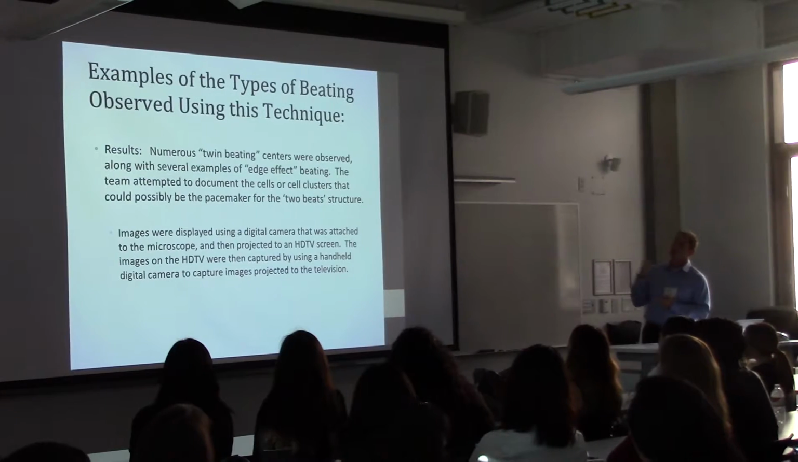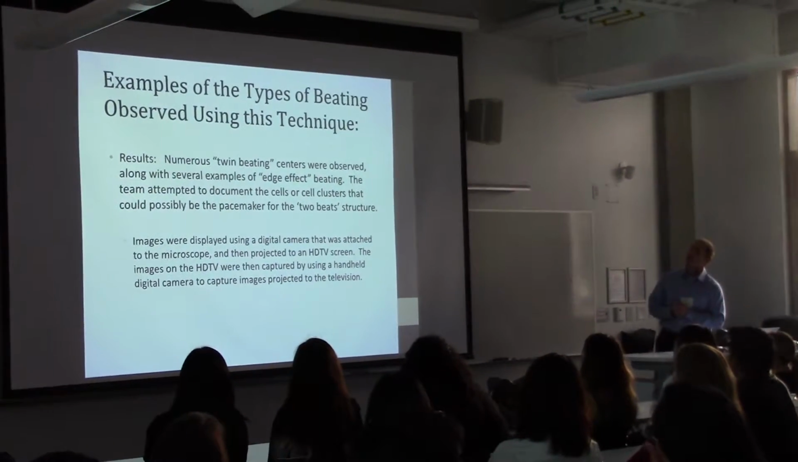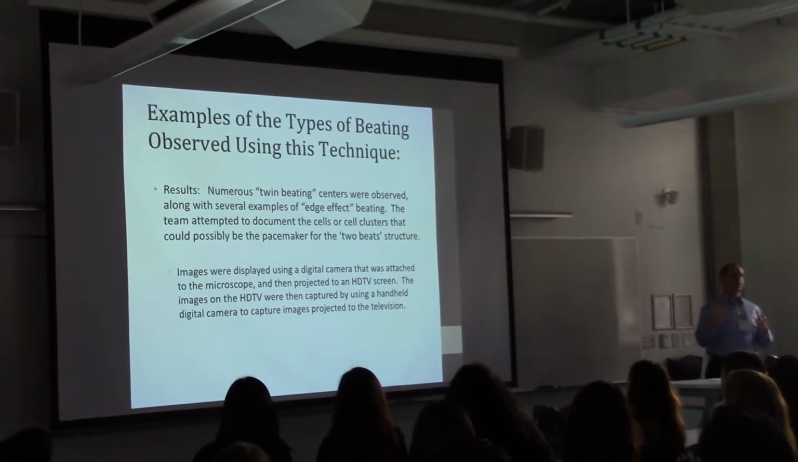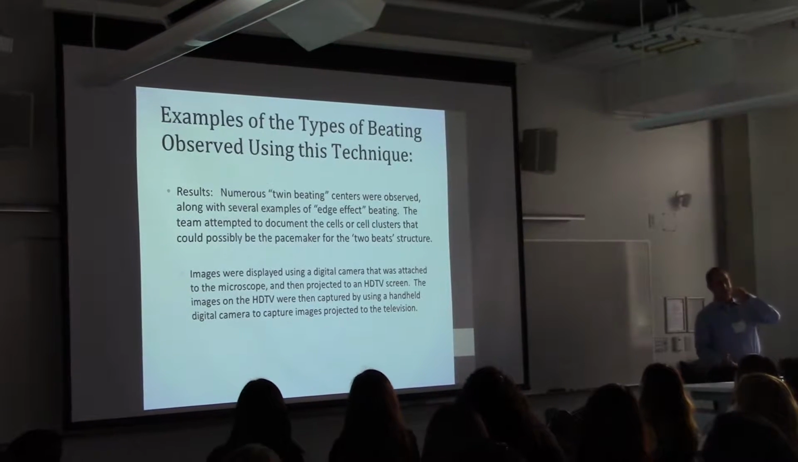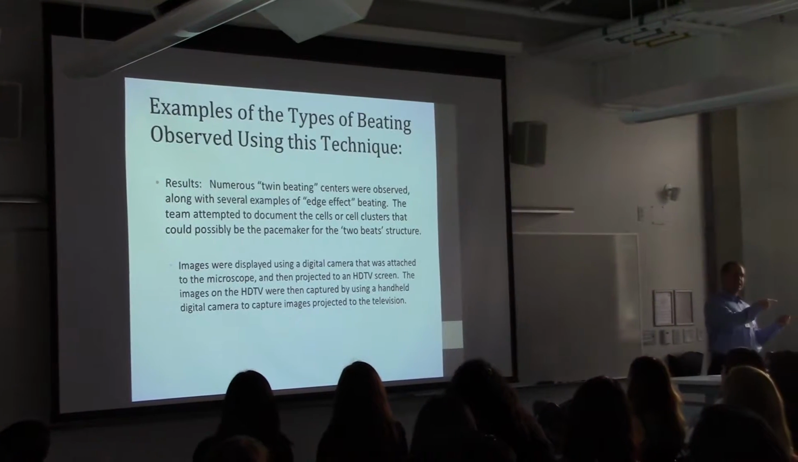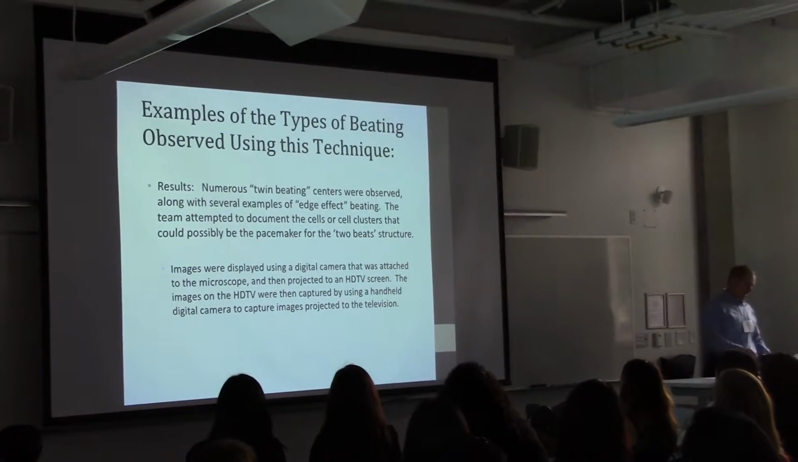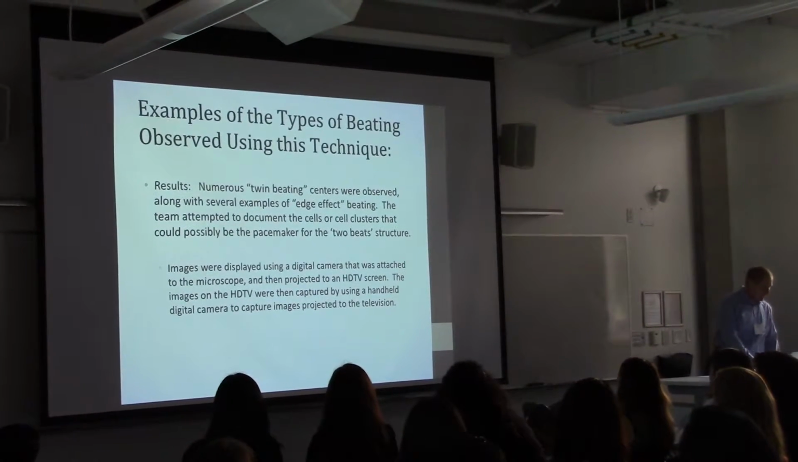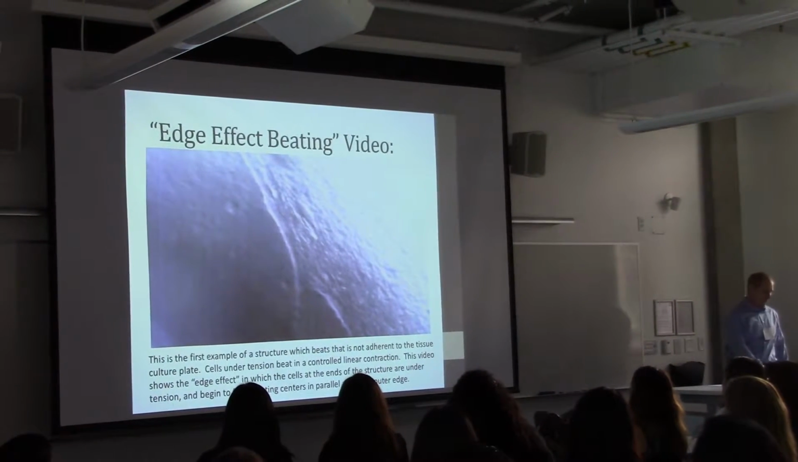And the two ones are the twin beating or twin beating centers and the edge effect. And the images that you're going to see are from our microscope. We attach the camera to it, which projects to an HD TV, and then we take pictures of that. So again, we need a little better. So this is an example of edge effect beating.